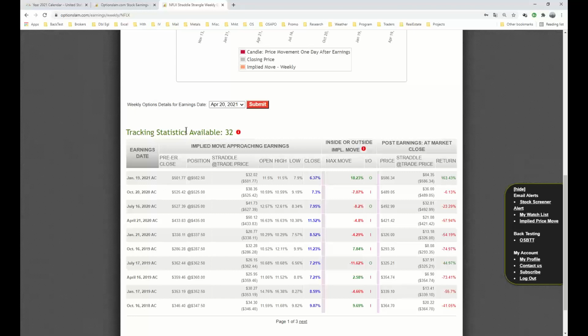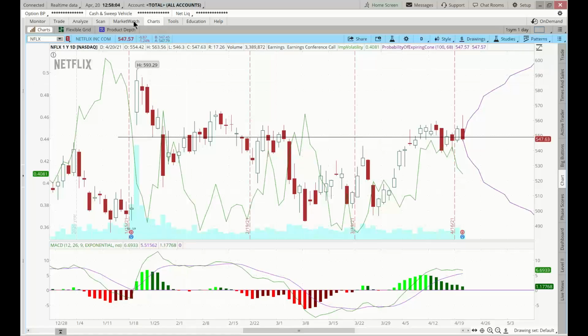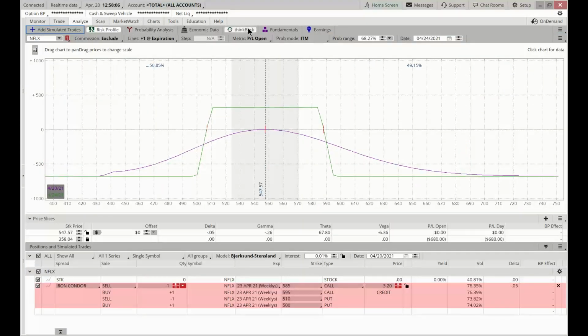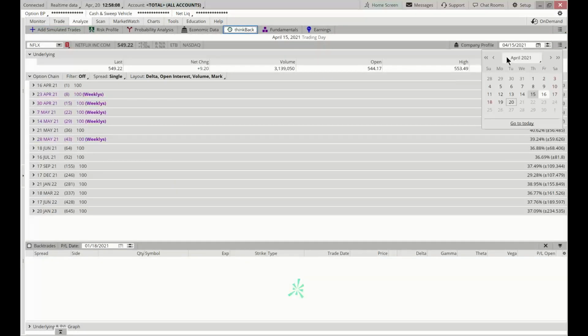So let's do that with Netflix. Let's go to January 19th. Now, after the close, we actually go right to January 19th. We don't go to January 18th, because January 19th is the trading day prior to the earnings event. The earnings event is January 19th, but it's after the market closes. So the first trading day after would be January 20th. So let's do that. We'll go into Netflix, go to the Analyze tab, go to ThinkBack, and go to January 19th.